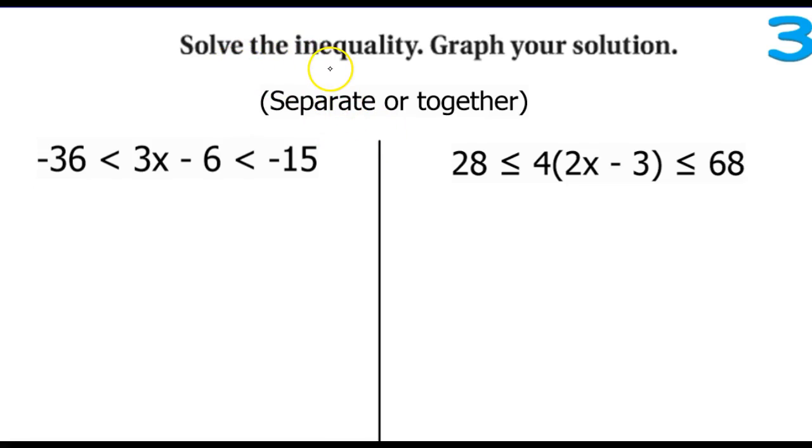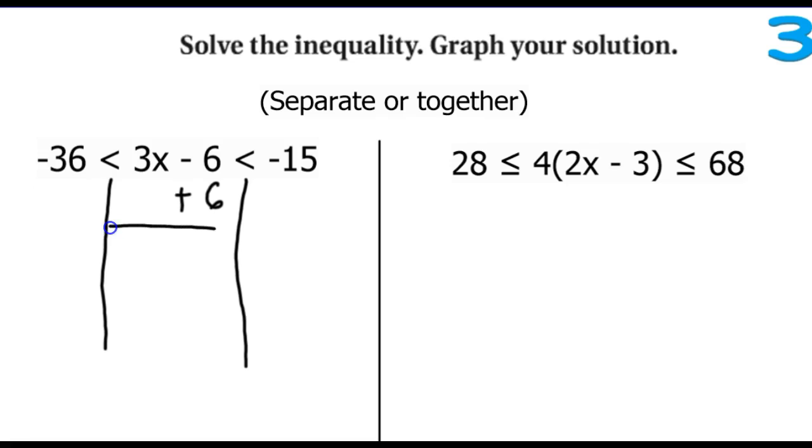Here we need to solve these inequalities. We're looking to see if they're separate or together. Now these two are together because they're both and inequalities. So what we're going to do is solve these. I'm going to put lines down the middle so I know what's in the middle and what's on my sides. We just have to start by adding 6 because we're trying to get x by itself. When we add 6 in the middle, whatever we do in the middle, we have to do to the outsides.